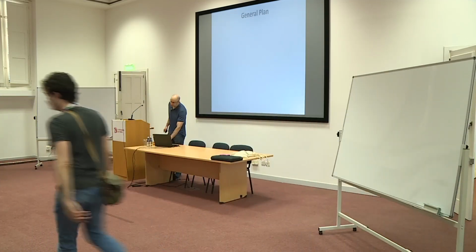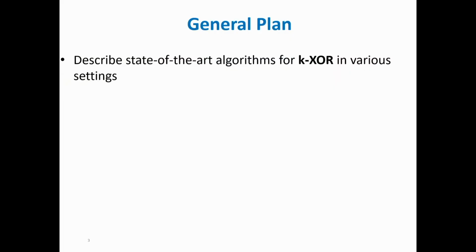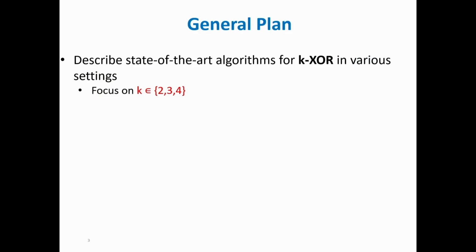Okay, so the general plan for this morning, and I have another talk in the afternoon. I'm going to describe to you the state-of-the-art algorithms for k-XOR in various settings. We have three parameters, k, m, and n, and I'll try to describe what the state of the art is for the k-XOR problems in various settings. I actually focus on the smaller values of k: 2, 3, and 4.